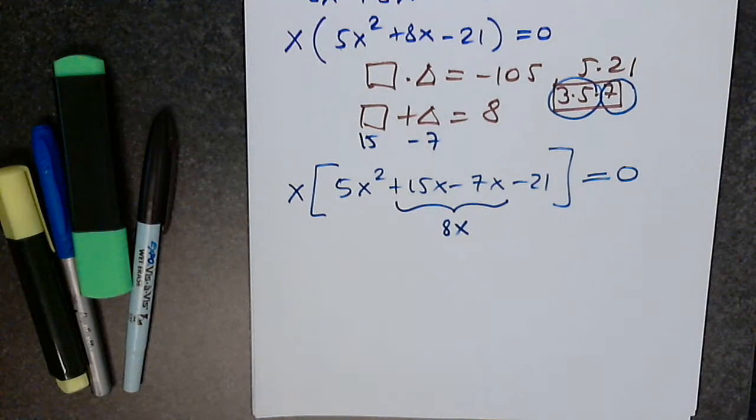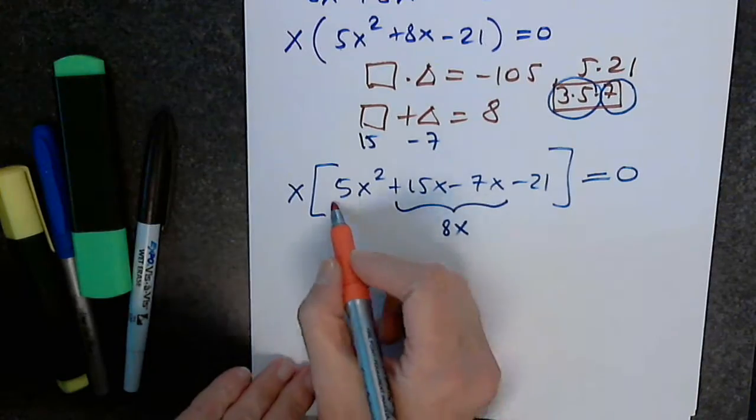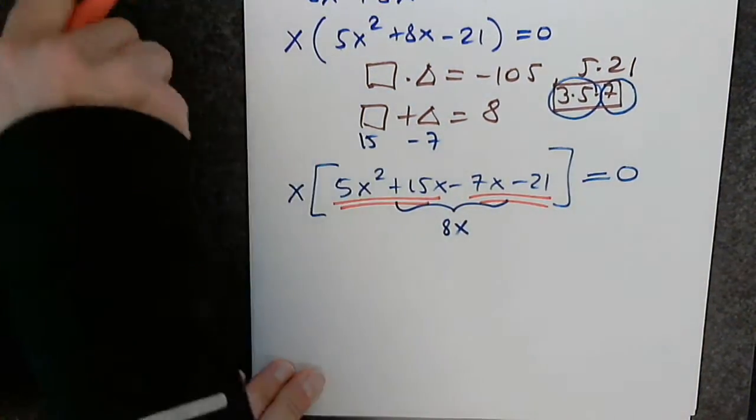Why do we do that? Because now we are ready to do what? We're ready to factor by grouping. Perfect. So these two and then these two.